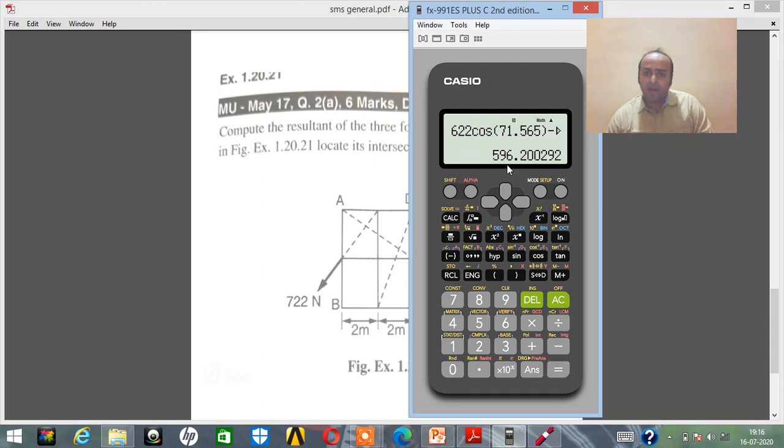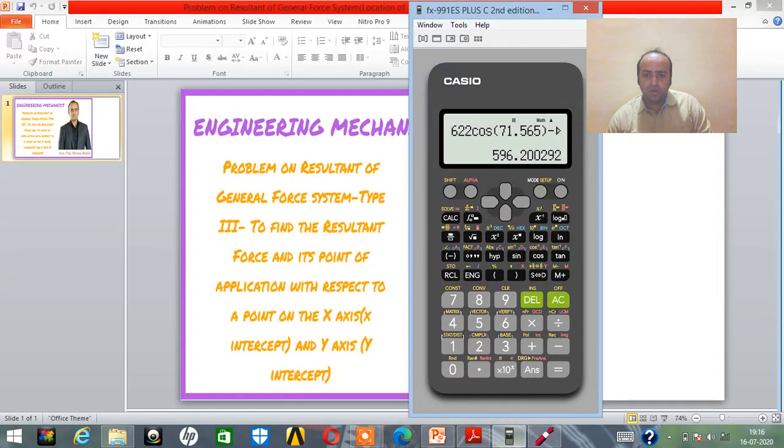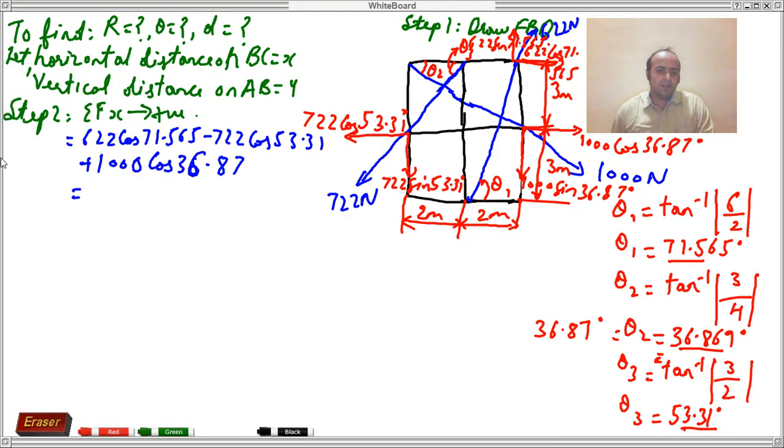So here it is. Value comes out to 596.2. I can write it 596.2 Newton. Value is positive, of course, so towards right. This was summation of Fx. Now step number 3, we will be going ahead.